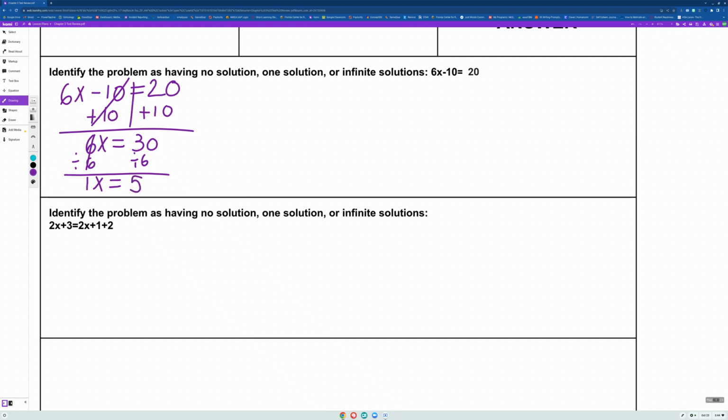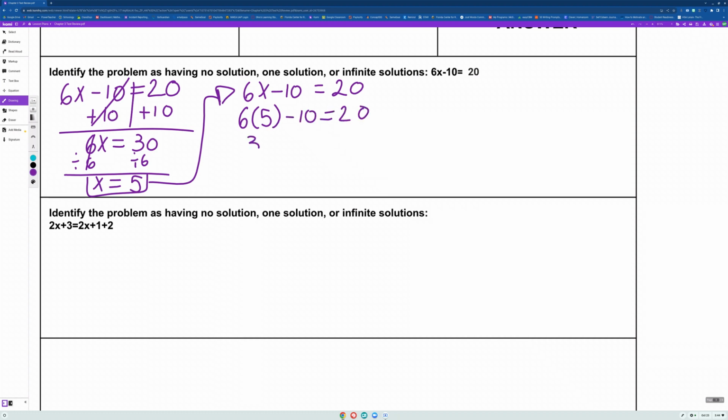I'm going to go ahead and double check my answer. So now I have 6x minus 10 is equal to 20. Plugging in my 5, 30 minus 10 is equal to 20. So 20 being equal to 20 proves that x equals 5. So there's only one solution.